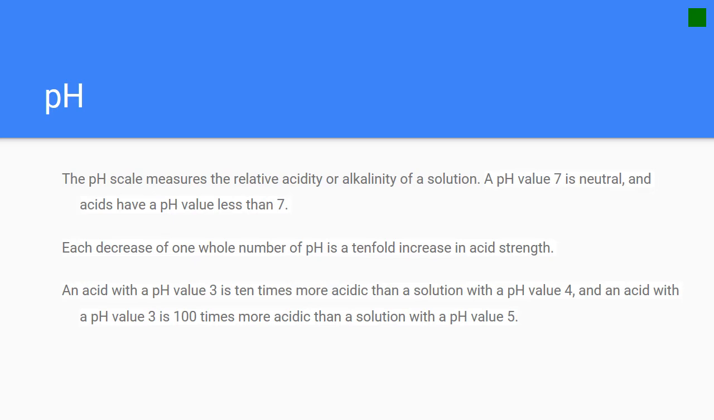The pH scale measures the relative acidity or alkalinity of a solution. A pH value of 7 is neutral, and acids have a pH of below 7. The lower the number, the stronger the acid. Each decrease of a whole number of pH is a tenfold increase in acid strength. An acid with a pH level of 3 is 10 times more acidic than the pH value of 4, and vice versa.